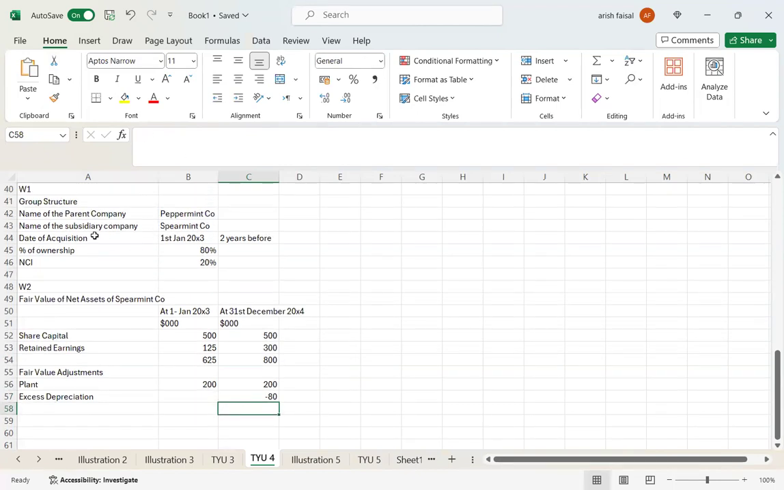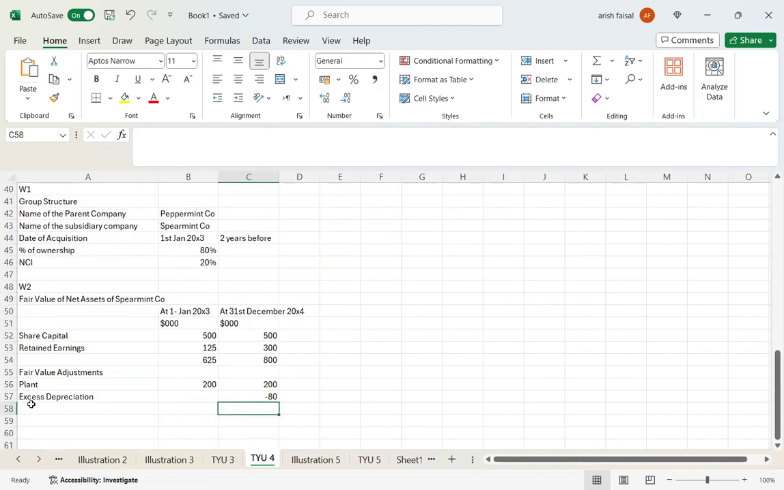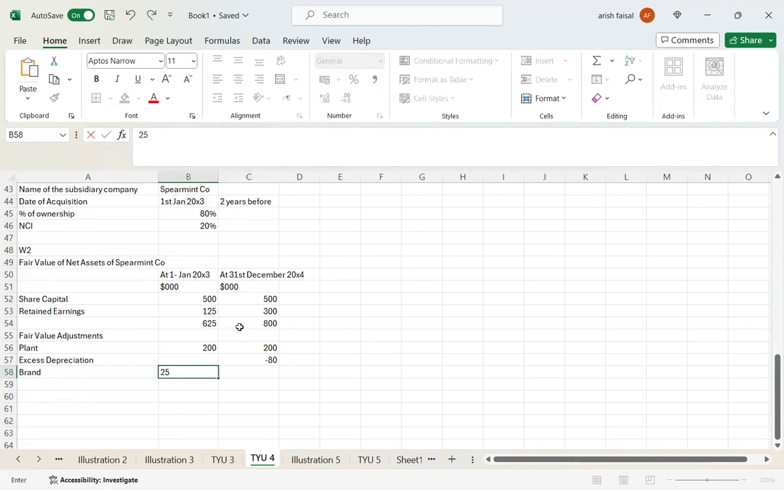Okay. So once we have completed this fair value adjustment, we need to go to the second point, which says for many years, the subsidiary has been selling goods under a brand name, which is an intangible asset. And at the date of acquisition, the directors of Peppermint valued the brand. So this asset will also be recorded because the parent company is paying you for all of your assets. Okay. So in this case, we have to write down the brand value over here. The fair value they have put is 250. So again, this will increase your net assets both at the acquisition date as well as the reporting date.